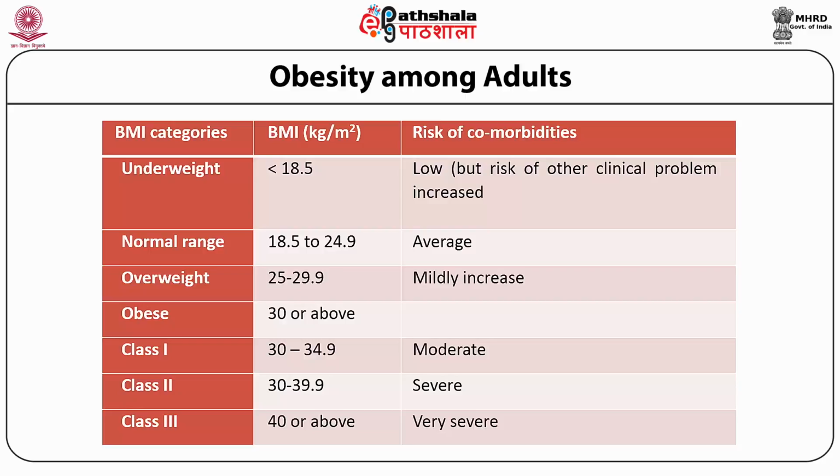A person of normal BMI, between 18.5 to 24.9 kg per meter square, is found to have an average risk of comorbidities. A person of overweight BMI, that is between 25 to 29.9, has a mild increase of the risk of comorbidities. The obese people, who are further classified as class 1, class 2 or class 3 obese, are found to have a moderate, severe or very severe risk of comorbidities respectively.